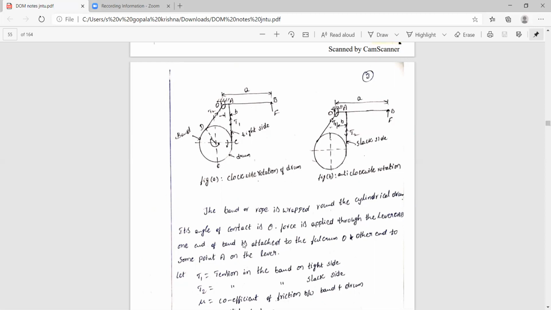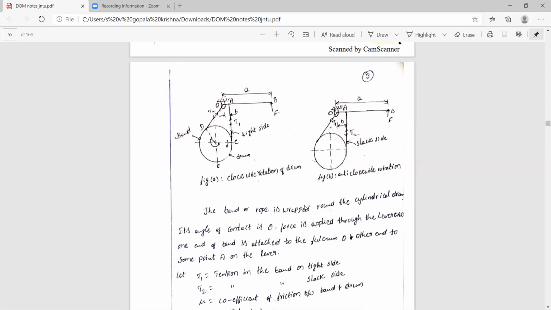One end of the band is attached to the fulcrum O, and the other end is attached to some point A on the lever. So the rope or belt covers the area ODCA, with one end at the fulcrum O and the other end at A.